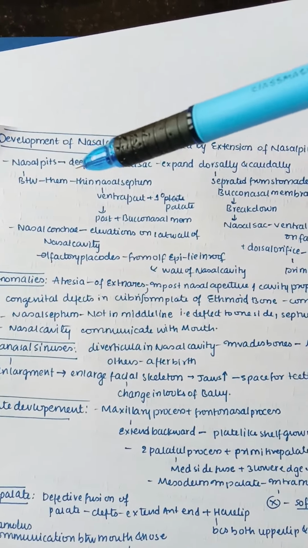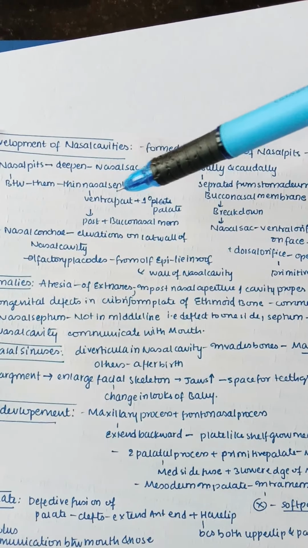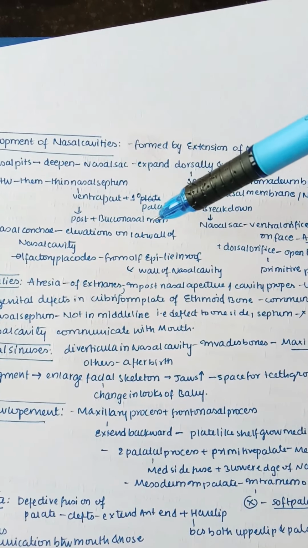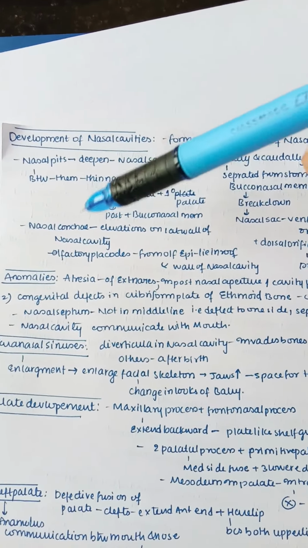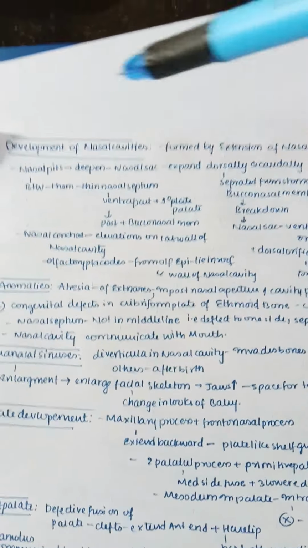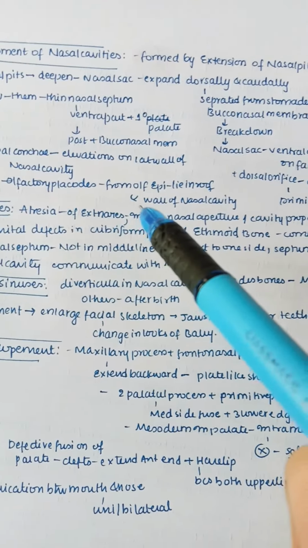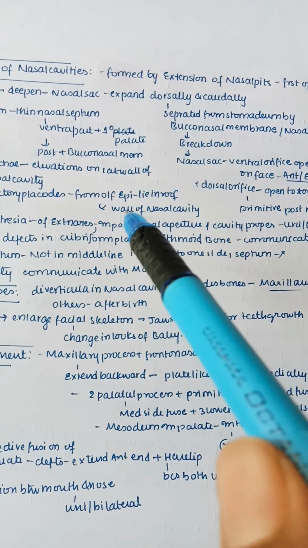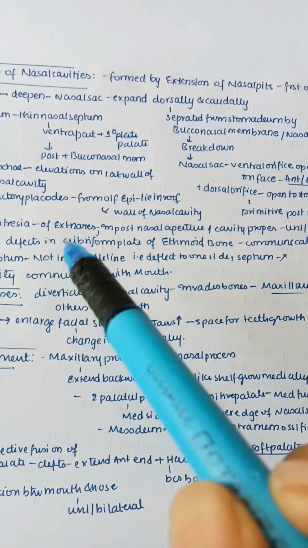So between the nasal pits, you have a thin nasal septum, that is in the ventral part along with the primary palate, and posteriorly we have the bucco-nasal membrane. The nasal conchae, or elevations, are formed on the lateral walls of the nasal cavity, and even the olfactory placodes, which form the epithelium lining in the floor, form the olfactory epithelium which lies in the roof and wall of the nasal cavity.